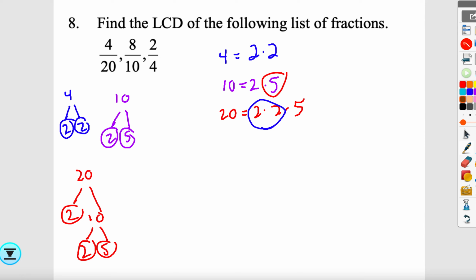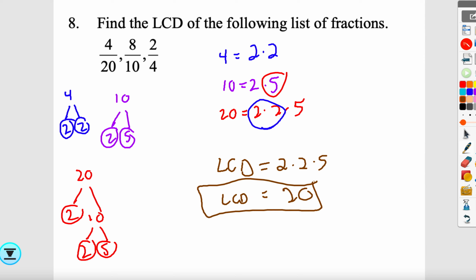So to finish this off, we're going to write the LCD is equal to 2 times 2 times 5, which is just 20. The LCD is 20 for these 3 fractions, which is actually one of them right here. But yeah, follow the same procedures, guys.